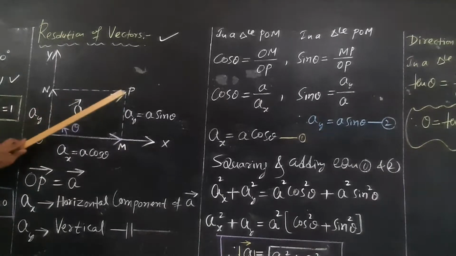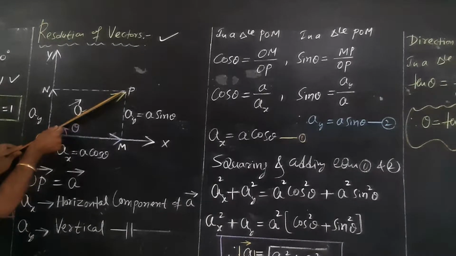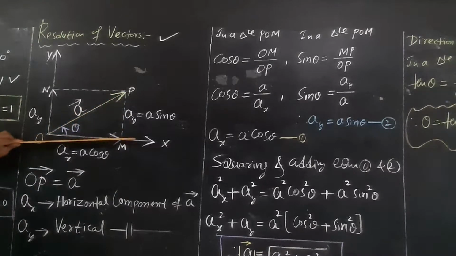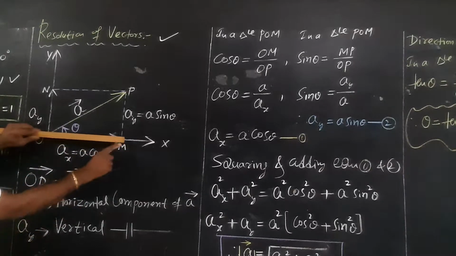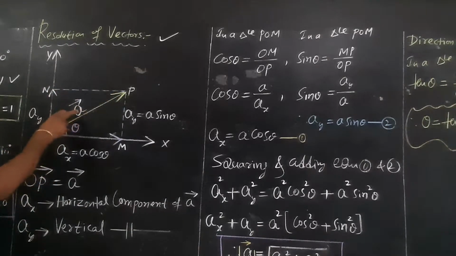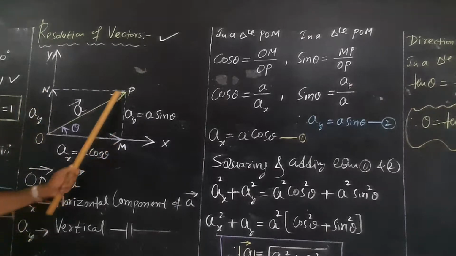So this is a vector A. OP is a vector which is at an angle of theta with respect to the x-axis, which is split into a horizontal component and a vertical component. The projection of vector A on the x-axis is called the horizontal component. So O to M is the horizontal component. The projection of vector A on the y-axis is called the vertical component. So ON is the vertical component. ON is equal to MB.